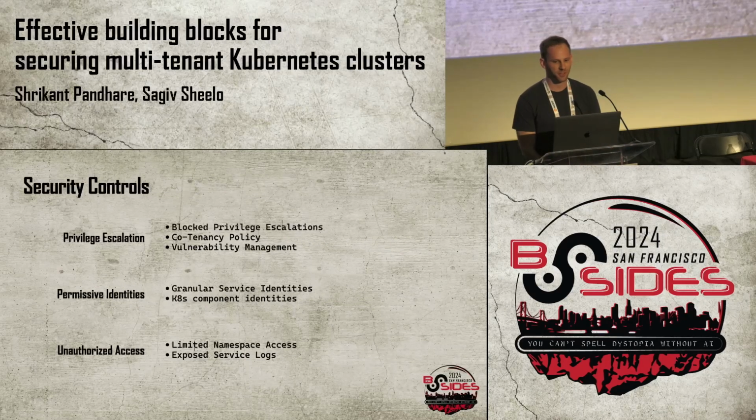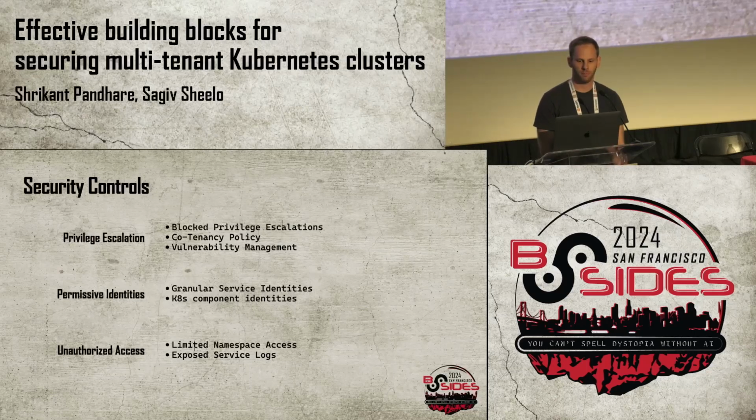So to address all these risks, we need robust security controls. We'll overview each of these controls for the 3 areas. For privilege escalation, we proactively block known bad configurations that could lead to privilege escalation. We enforce policies for service placement to ensure that services are scheduled on clusters based on their sensitivity and potential impact. And we monitor and patch disclosed vulnerabilities to minimize the risk of exploitation.